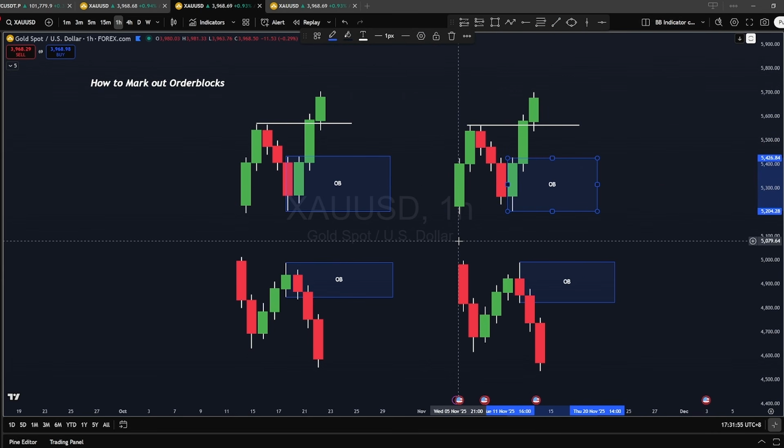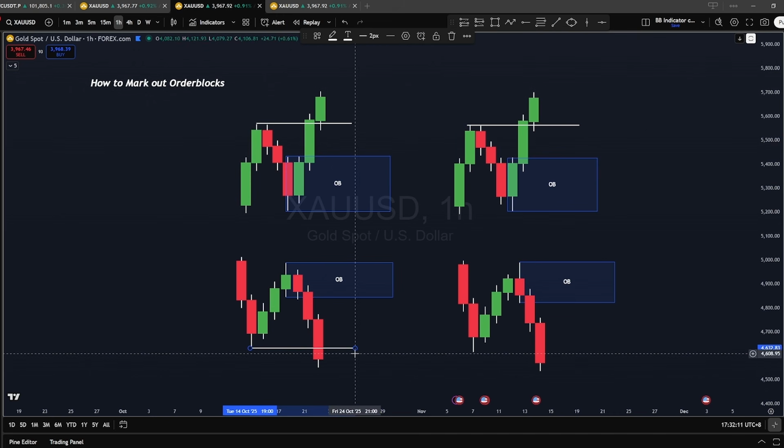Now, same thing for the flip side. If you're looking for a bearish order block, this is what you want to see. If the market here has created a bullish candle that created the highest point in price before dumping and breaking past the structural low, then this is the candle right here that will become the order block.